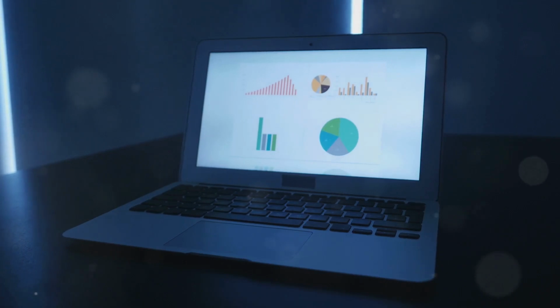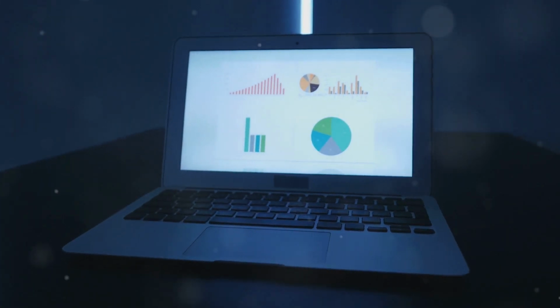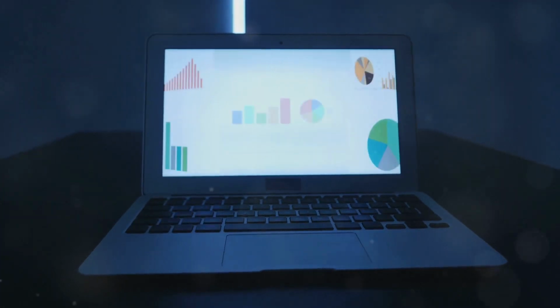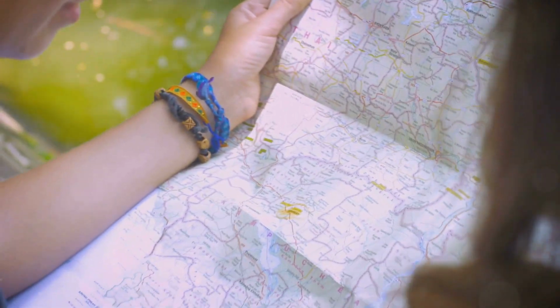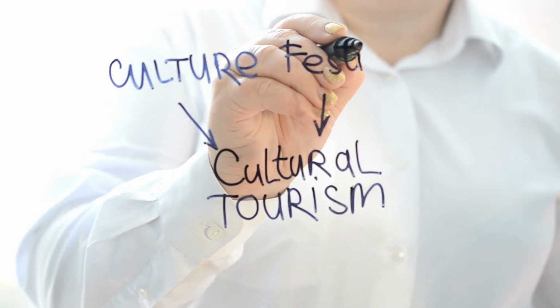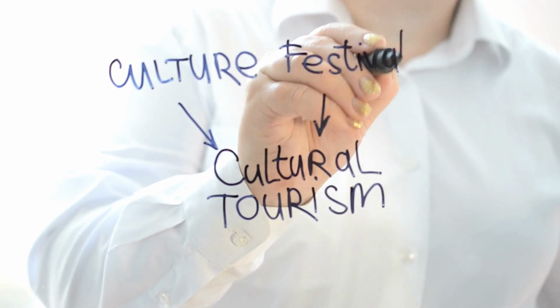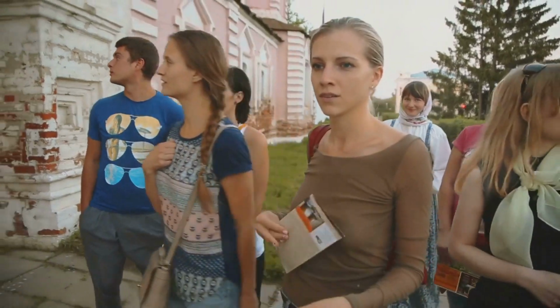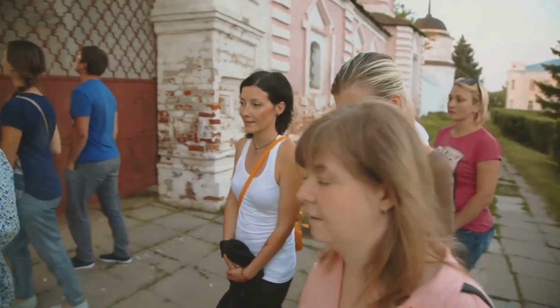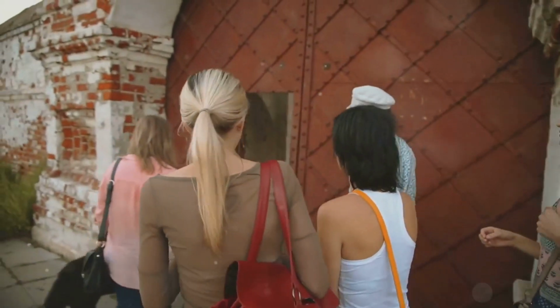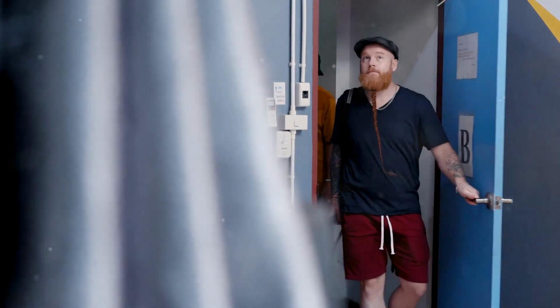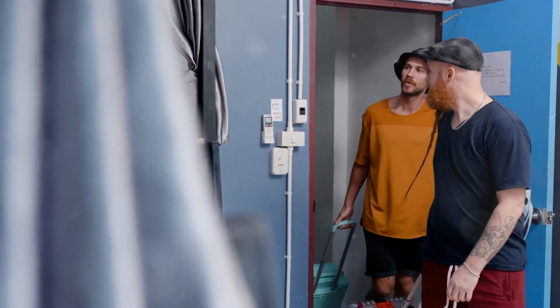Descriptive research, as its name suggests, aims to describe a phenomenon or situation. It seeks to answer questions like what, where, and when, providing a snapshot of a particular aspect of the tourism industry. For instance, a descriptive study might investigate the demographics of tourists visiting a specific destination, or analyze the types of accommodation preferred by budget travelers.